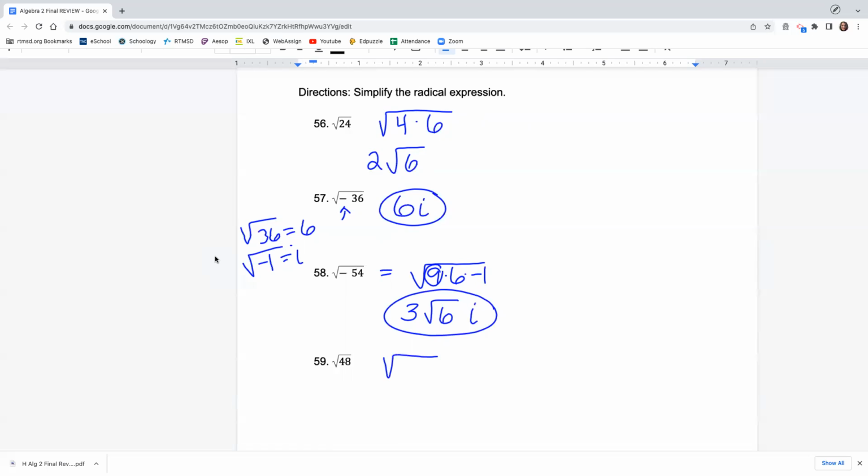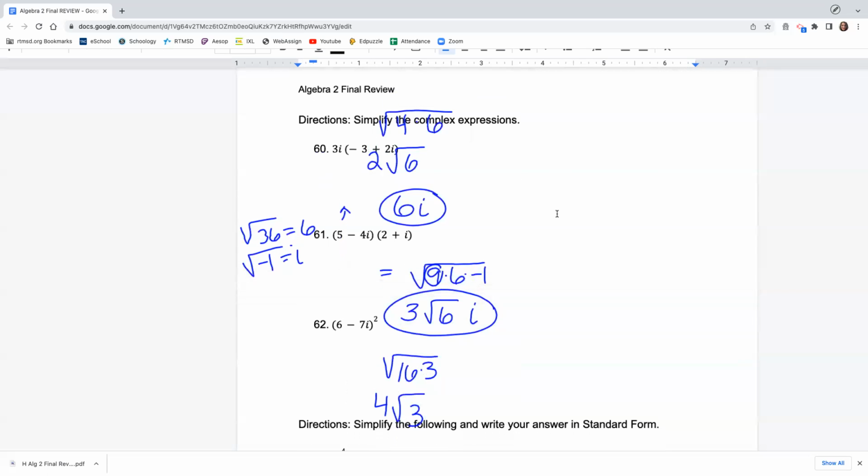And then 59, rewrite this as 16 times 3. Square root of 16 is 4. So you have 4 times the square root of 3. Okay, very last page. Now we're looking at complex expressions and simplifying them.